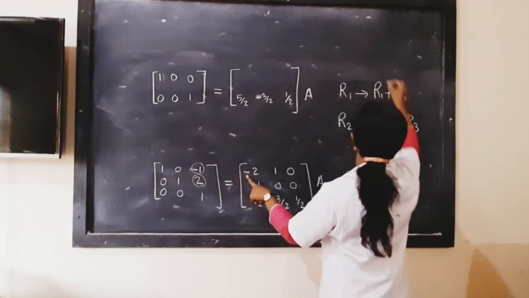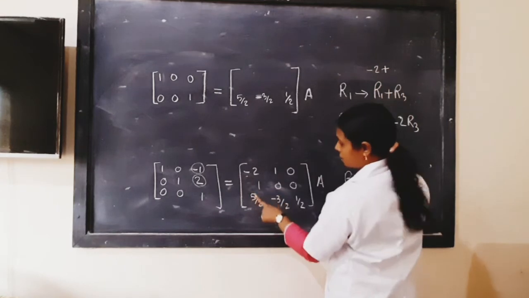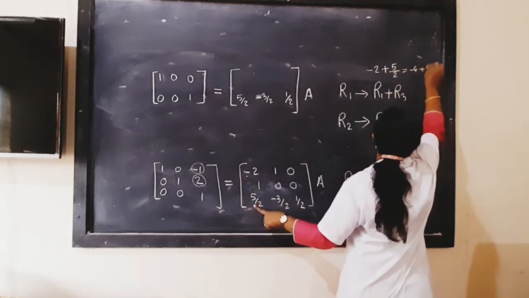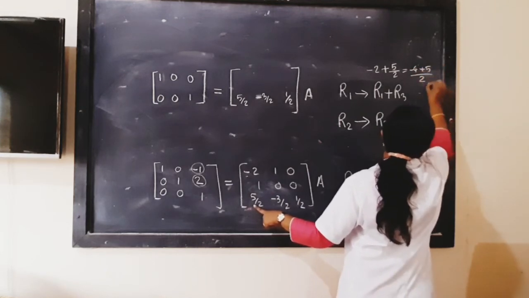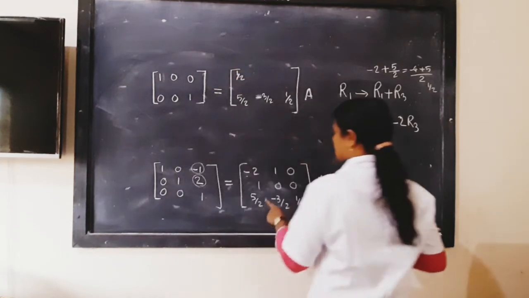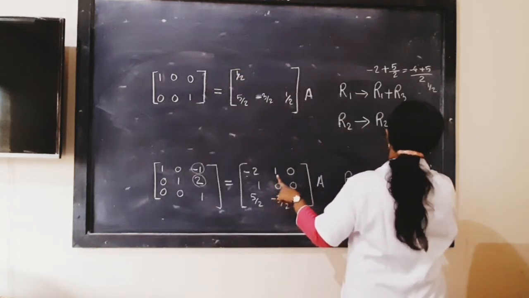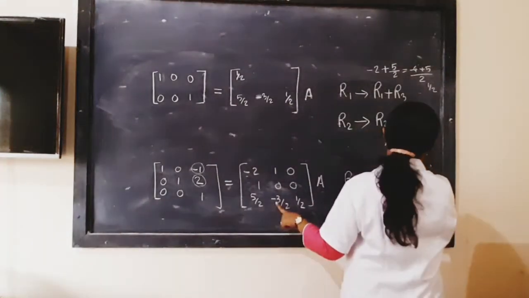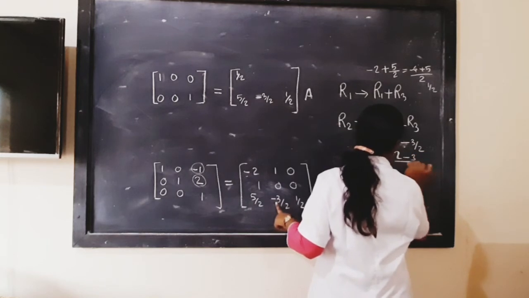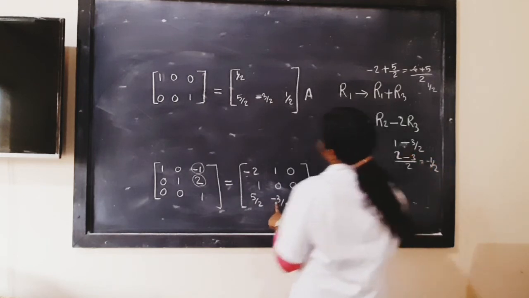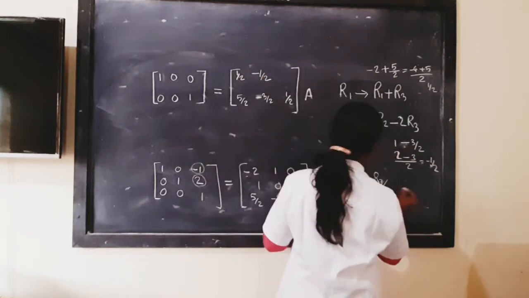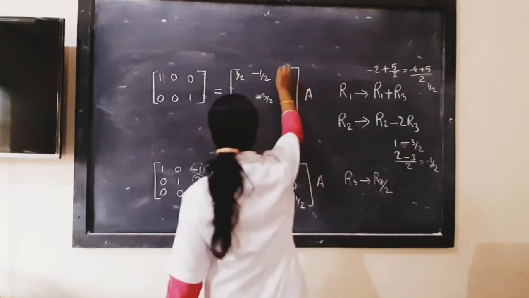Okay. In this matrix, first element is minus 2. So here R1 plus R3, minus 2 plus here R3 is 5 by 2. So we get minus 4 plus 5 by 2. That is 1 by 2. Okay, we write first row first element 1 by 2. Okay, next element is 1, so we write 1 plus here R3 is minus 3 by 2. That is we write minus 3 by 2. 1 2 minus 3 by 2. We get minus 1 by 2. Write minus 1 by 2. Okay, next element is 0, so we write 0 plus 1 by 2. We get 1 by 2.